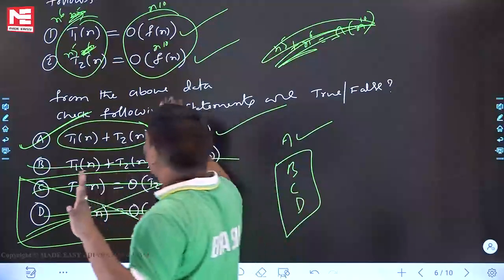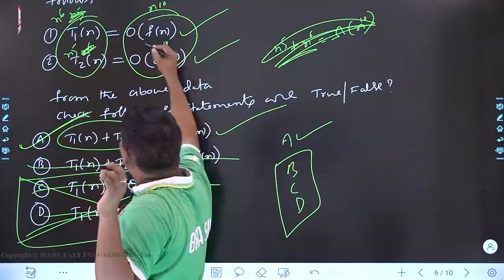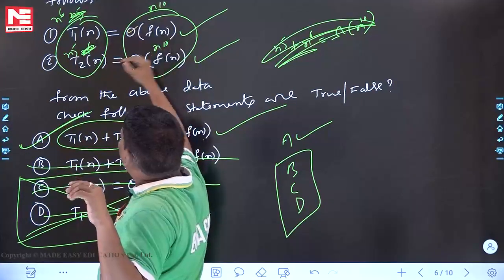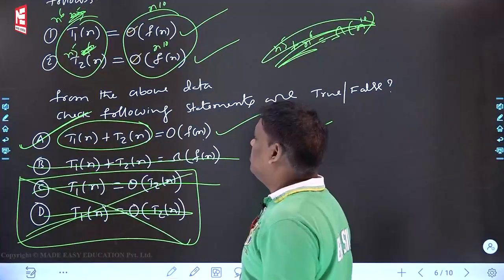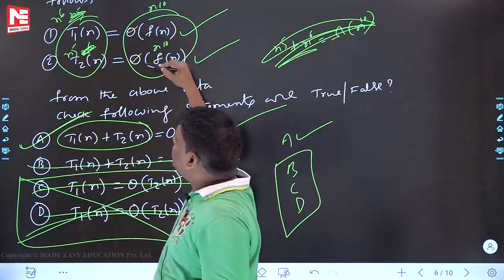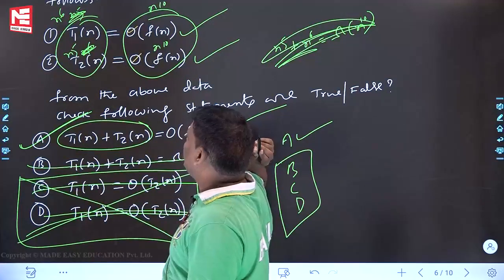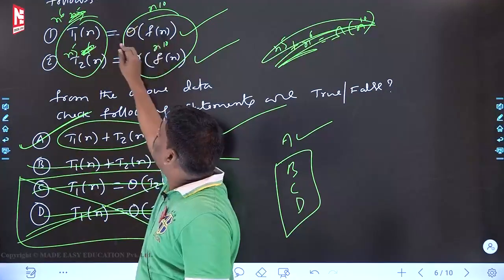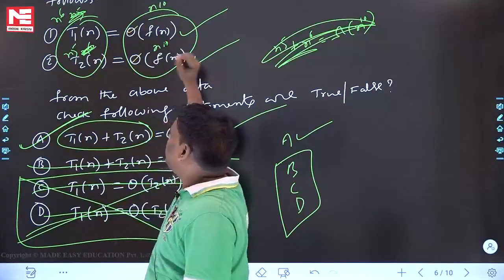Now, can you help me now? What is the answer of this problem if I do like this: assume that T1 of n is theta of f of n, T2 of n is theta of f of n, as a given problem. What is the answer? Let's check here. What is the meaning? It indicates that all three are equal. T1, T2, f of n equal. So, if at all three are not equal, these two are equal. These two equal means compulsorily all are equal.